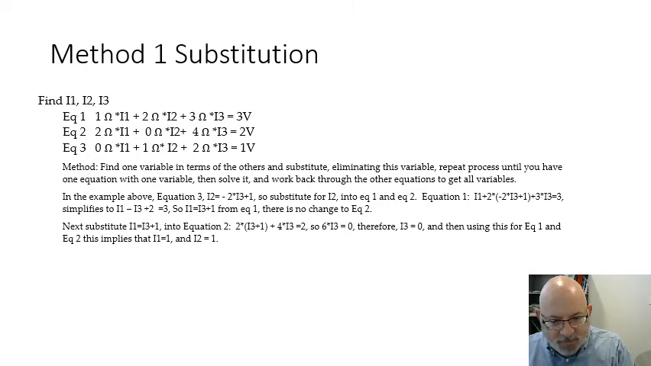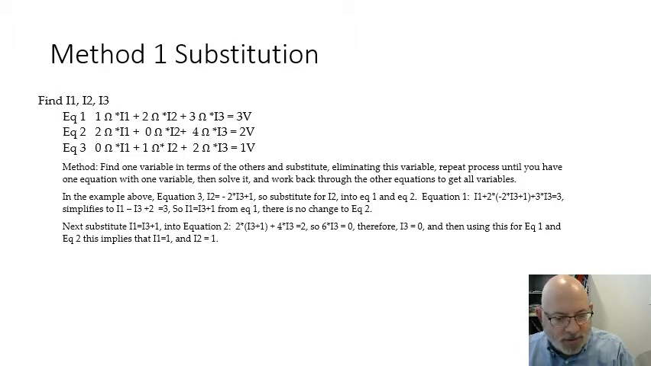substituting I2 equals negative 2I3 plus 1 leaves equation 1 with just two variables, I1 and I3. So you get I1 plus 2 times (negative 2I3 plus 1) plus 3I3 equals 3. This is equation 1. This simplifies in the end to I1 is equal to I3 plus 1. And again, there's no change to equation 2 from this substitution. So I did one substitution and I ended up with an equation that has I1 in terms of I3. Previously, I had an equation that had I2 in terms of I3.